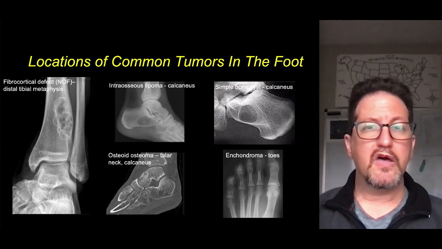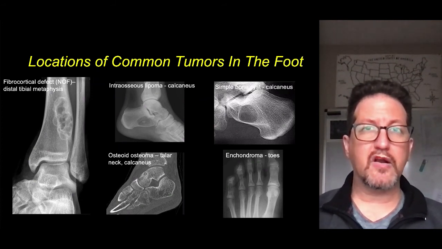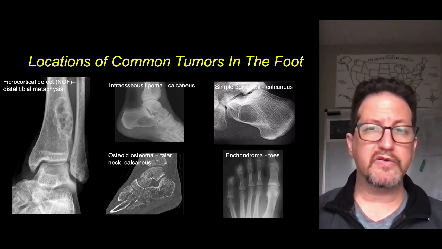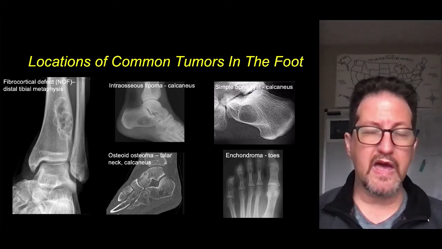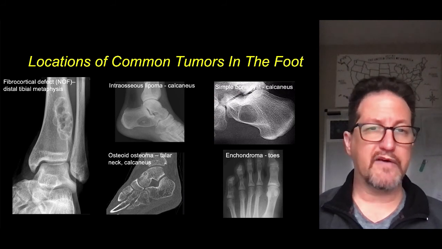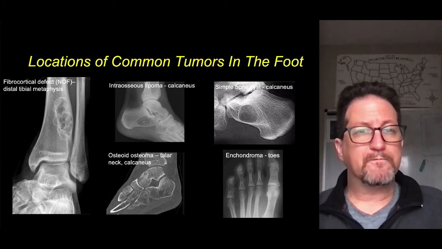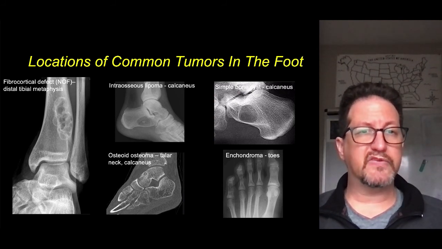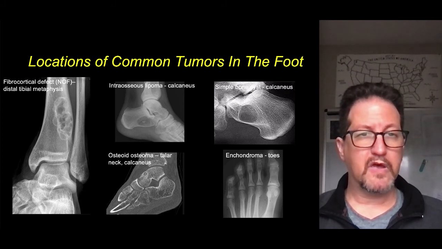Okay, so there are a few tumors that are commonly found in specific areas of the foot, or they have predilection for certain areas. So let's start from the left. The fibrocortical defect typically is involved in the distal tibial metaphysis, as you can see there.